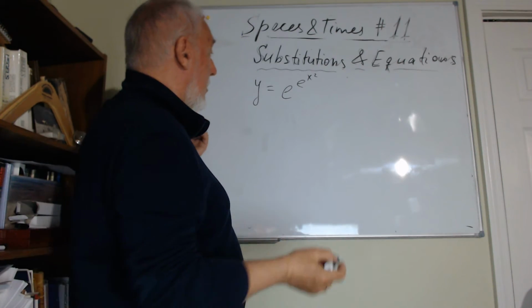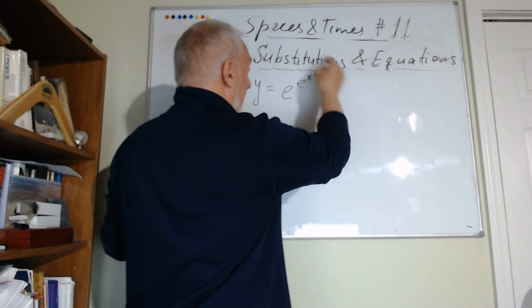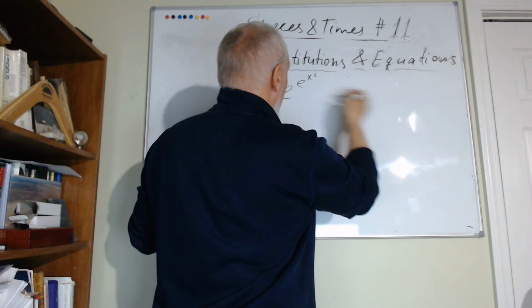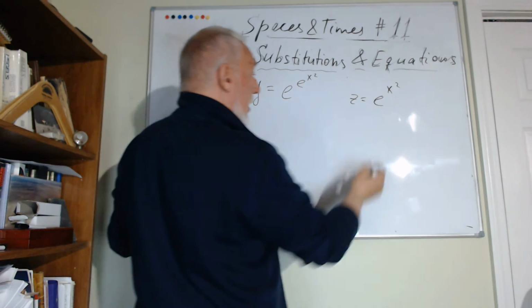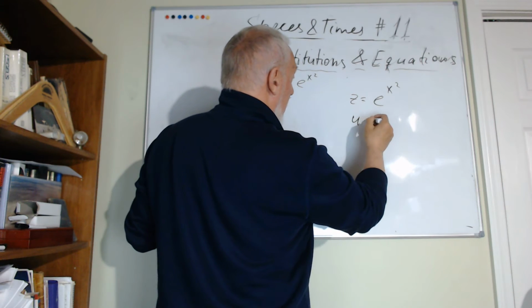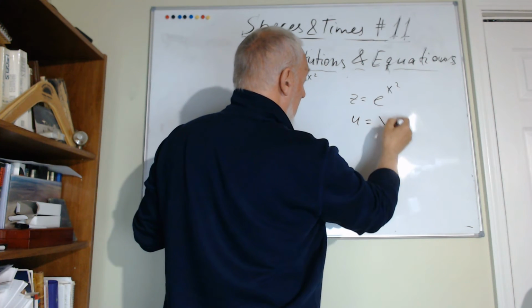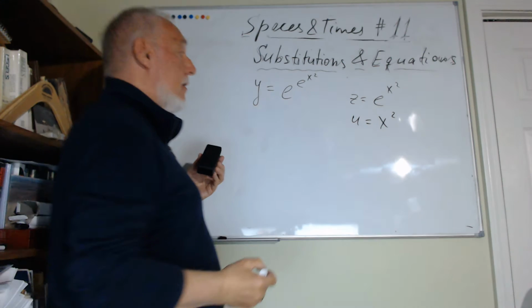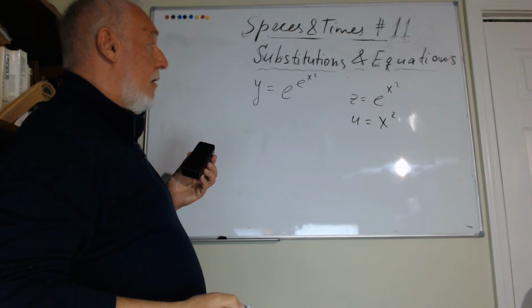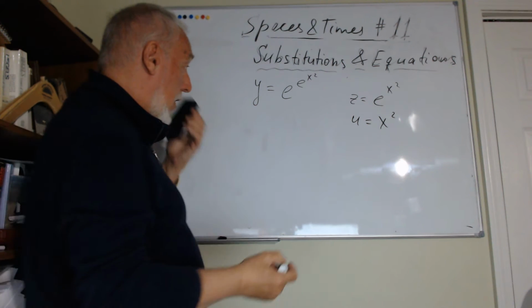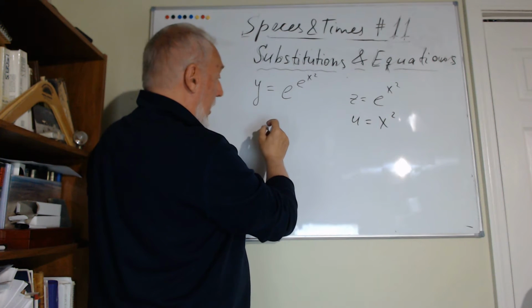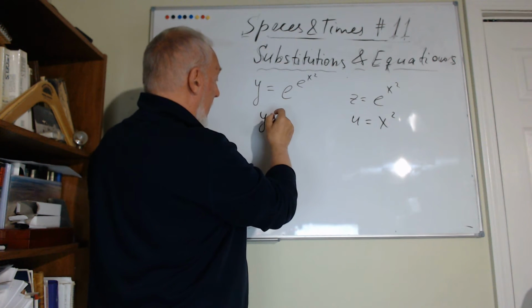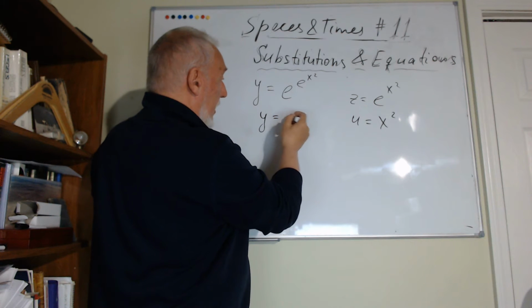So what we do, first of all, we do like this. It's z equals e to the power of x squared. This is the first substitution. And then we put some u for this, u equals x squared. So we have this, right?